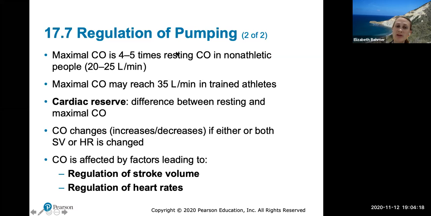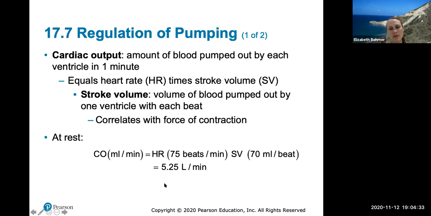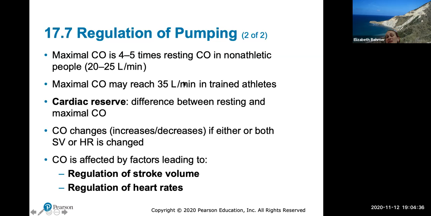The maximal cardiac output is 4 to 5 times resting cardiac output in a non-athletic person, and the maximal cardiac output could reach 35 liters per minute in trained athletes. Can you believe that? So normal is about 5, and in a trained athlete, it can be as much as 35 liters. That's 30 liters more. So work out your heart. It's so important to exercise. Your heart is a muscle and you want to exercise that too. The cardiac reserve is the difference between resting and maximal cardiac output.